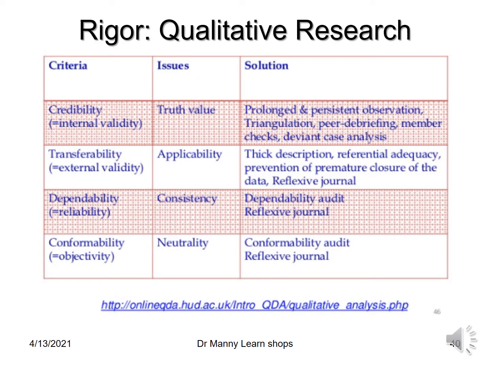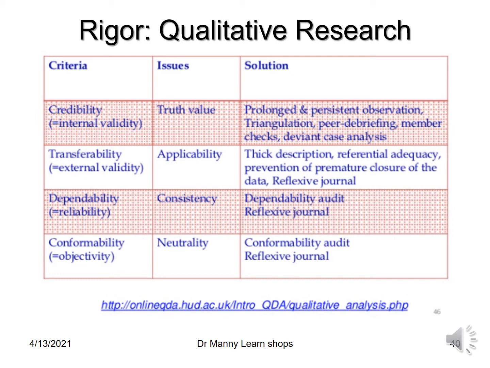So have a look at this slide. It puts most of it together. So when it comes to rigor in qualitative research, credibility relates to internal validity, which is used in quantitative research. Transferability relates to external validity, which relates to quantitative research. Dependability is reliability, and it's confirmability, not conformability, which relates to objectivity.